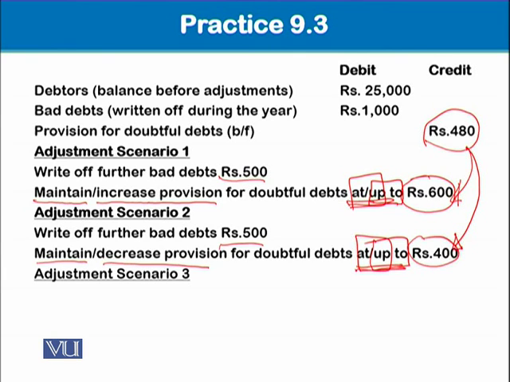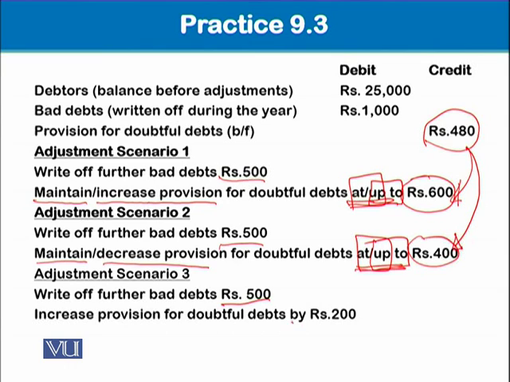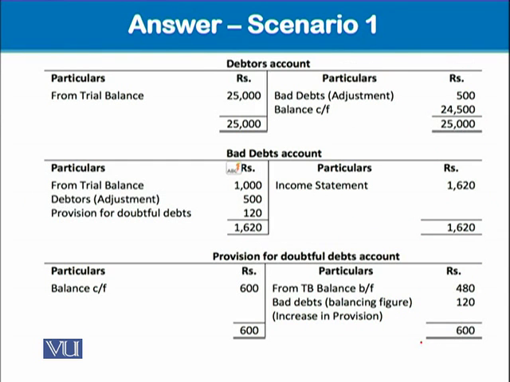So scenario 3 is that write off further bad debts 500, the same thing, and increase provision for doubtful debt by 200. Okay, it's saying that you already have this provision with you, which should now be increased with this amount so that the balance of provision would be 680. This is how you will interpret this.